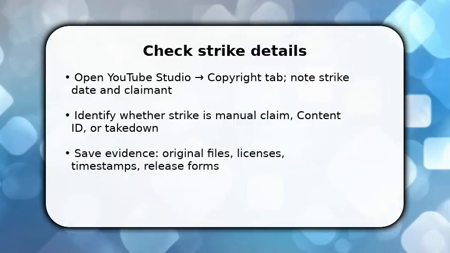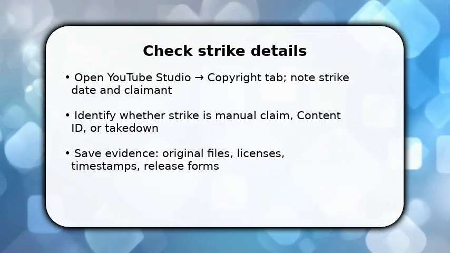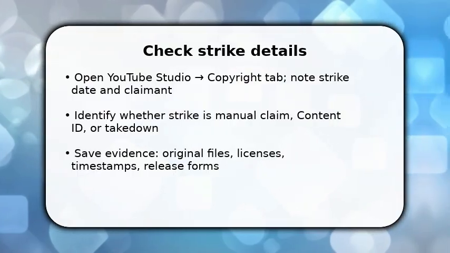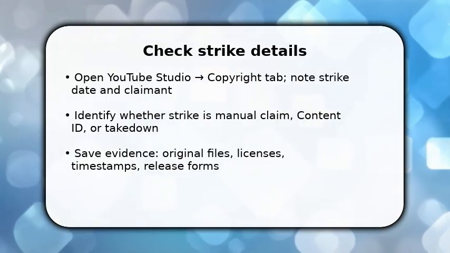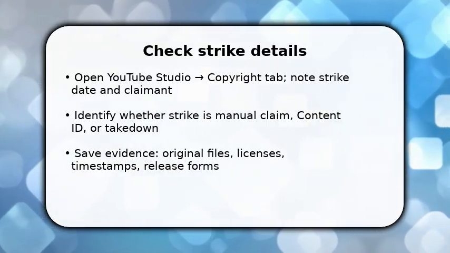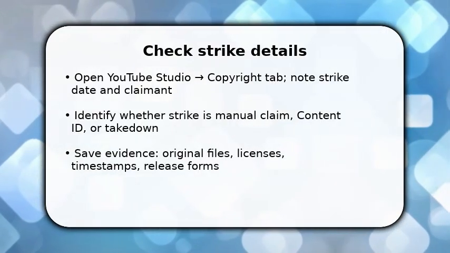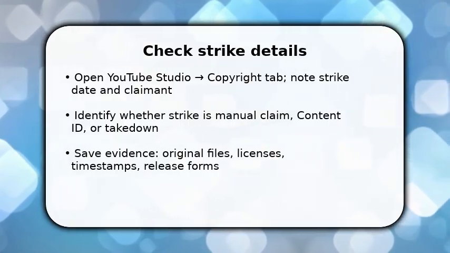You start by checking the exact strike details in YouTube Studio so you know what you're fighting. Open the copyright section and note whether it's a manual claim, Content ID match, or DMCA takedown. This changes your options. Once you have that, download and organize original project files, licenses, purchase receipts, or performer releases, anything proving your right to use the material.